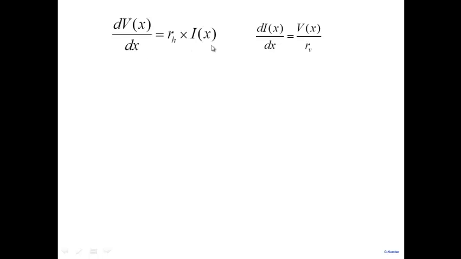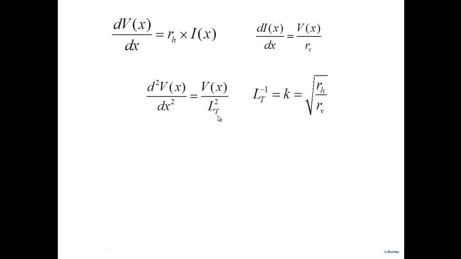These are coupled together, but the coupling is very simple. If I take one more derivative, I will get dIx/dx here, and I get dIx/dx from the other equation, so I will get a simple equation in terms of V. So we take one more derivative and write d²Vx/dx² equal to Vx divided by LT squared. We define a new term LT, or 1/K, as the square root of RH by RV.